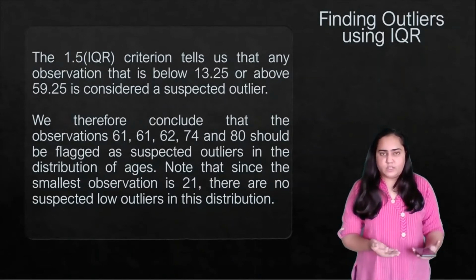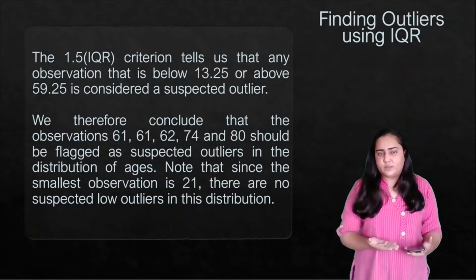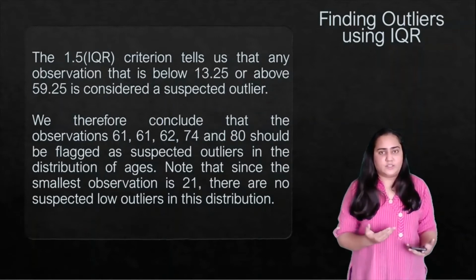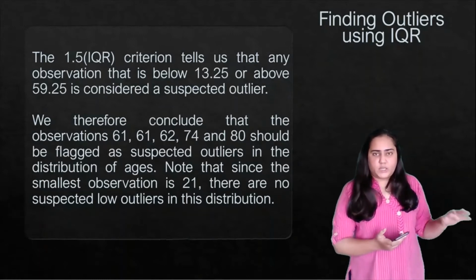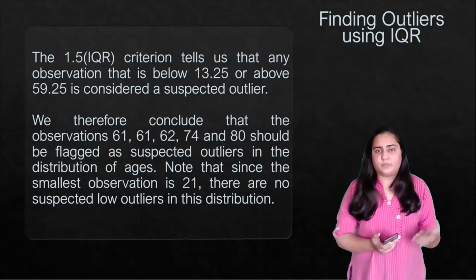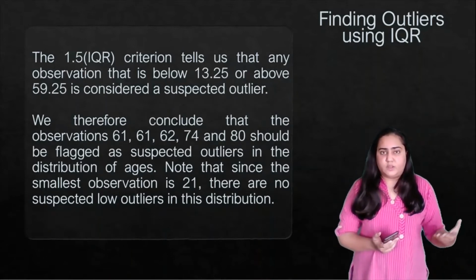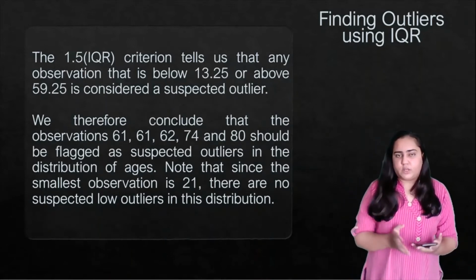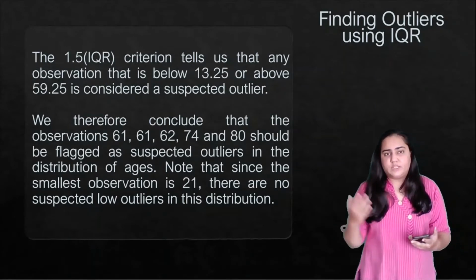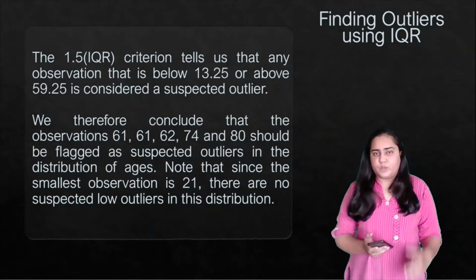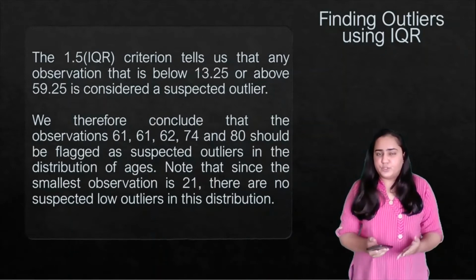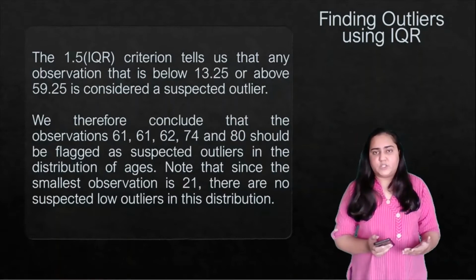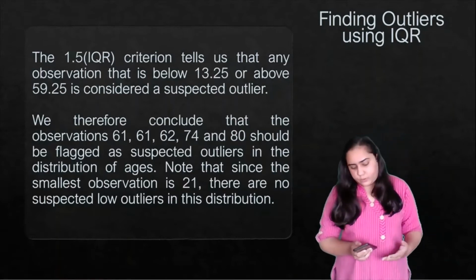Now note that the smallest observation in our data is 21 because we found the minimum value earlier. So 21 is the minimum value, and we know that nothing is going to be less than that since it's the minimum. And so we do not have any outliers in the area lower than 13.25. So we have 5 outliers, but all of them are greater than 59.25, and that is why they are outliers. So this is how you can know for sure if an observation is going to be an outlier or not.